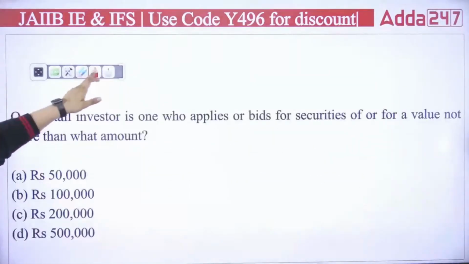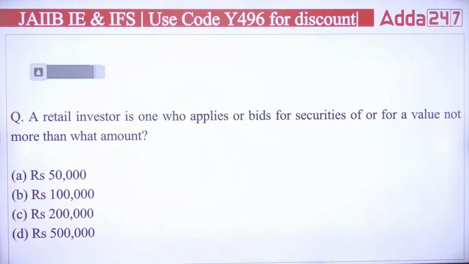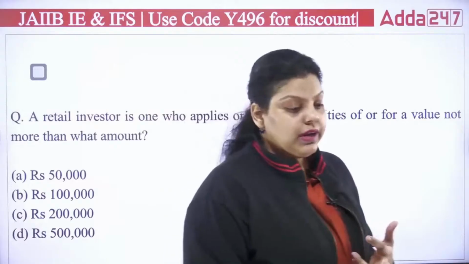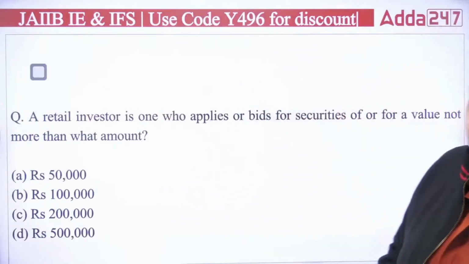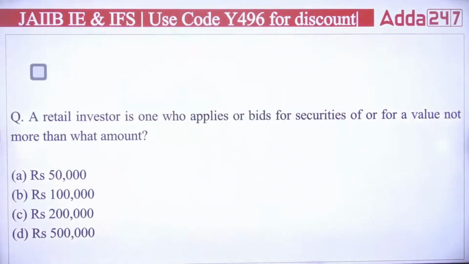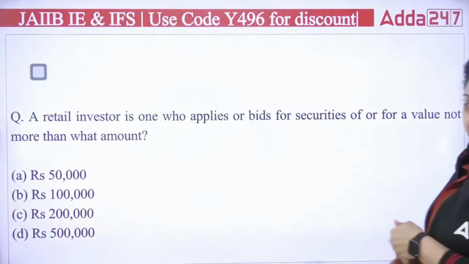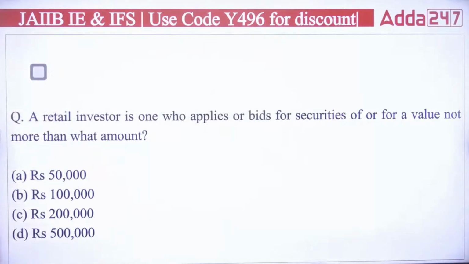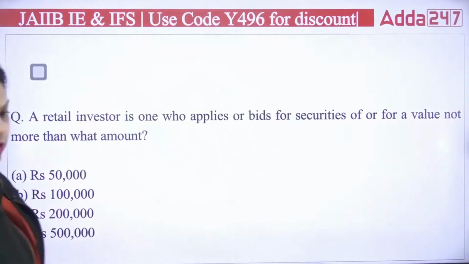Okay, next. A retail investor is one who applies or bids for securities for a value not more than what amount? Retail individual investors, non-institutional investors, qualified institutional buyers, and anchor investors, these 4 types of investors are very important. Do remember their definitions. Now, for the retail investor, how much amount do they invest? 50,000, 1 lakh, 2 lakh, 5 lakh. A, B, C or D?